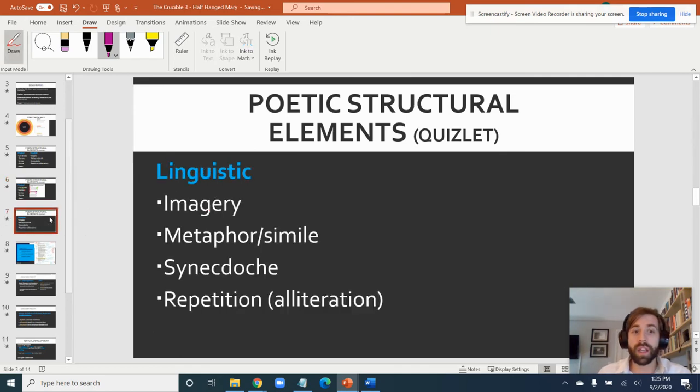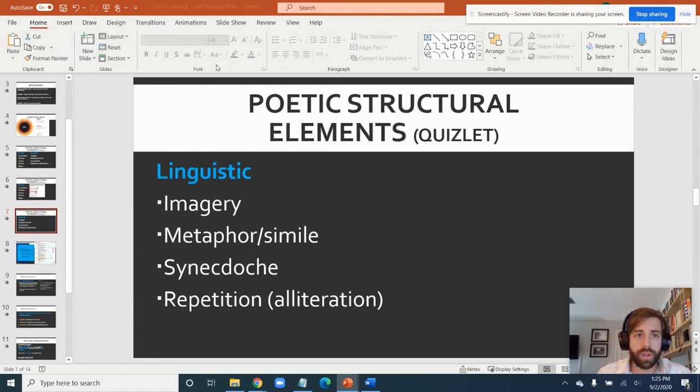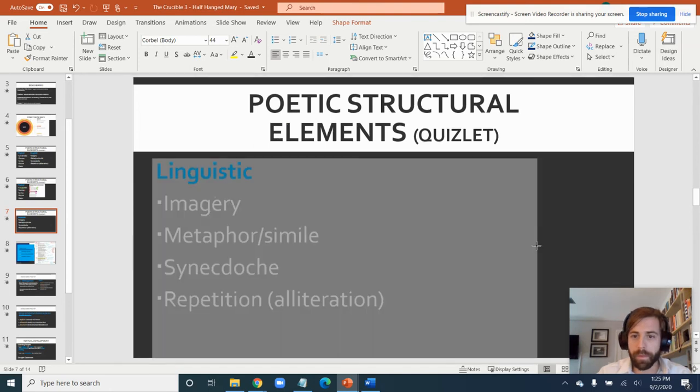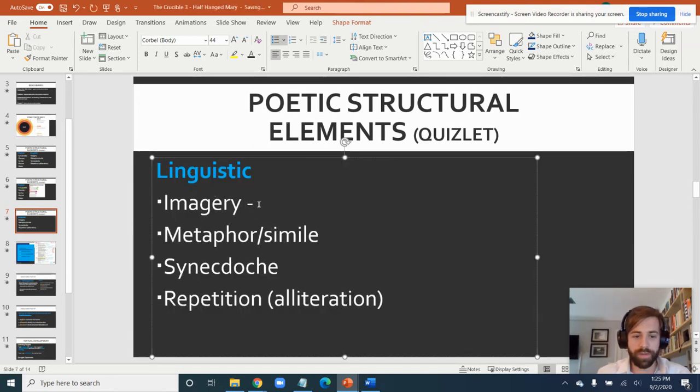And then we'll get into the linguistic things, like imagery. Imagery is going to be basically appealing to the 5 senses. So I will, if I can, put this up here. So imagery, we're looking at the 5 senses. Does it paint a picture? Can you see what they're saying? Are they using particularly vivid imagery?